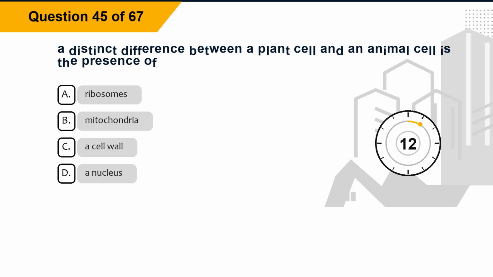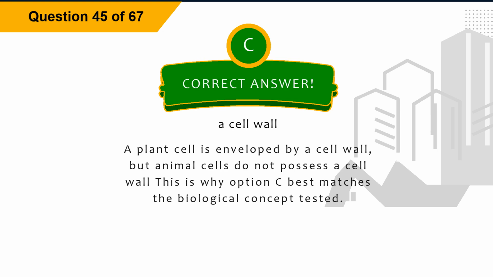Question 45. A distinct difference between a plant cell and an animal cell is the presence of option A, ribosomes, option B, mitochondria, option C, a cell wall, option D, a nucleus. The correct answer is option C, a cell wall. Explanation. A plant cell is enveloped by a cell wall, but animal cells do not possess a cell wall. This is why option C best matches the biological concept tested.